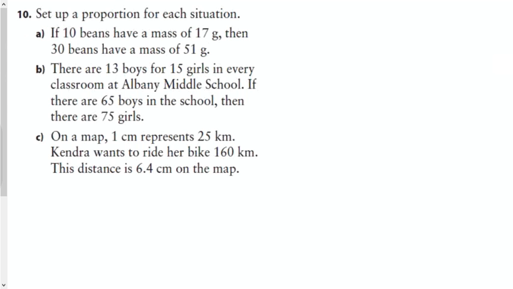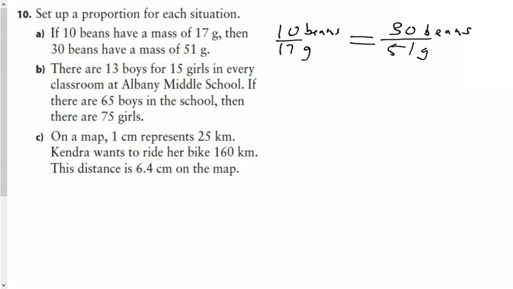Question 10a says if 10 beans have a mass of 17 grams and 30 beans have a mass of 51 grams, set up a proportion. So the first rate is 10 beans for 17 grams is proportional to 30 beans to 51 grams. And you could have had 17 grams to 10 is equal to 51 over 30. Both would be fine. That's just the one I did. You don't have to solve these, you have to set it up.